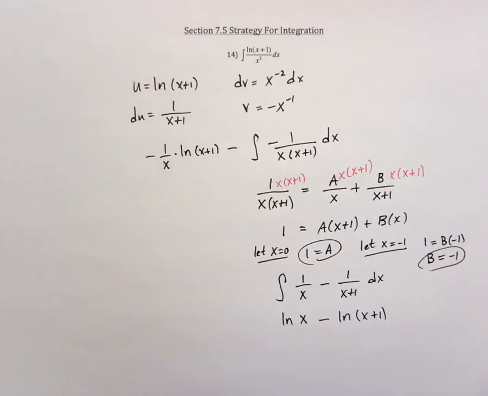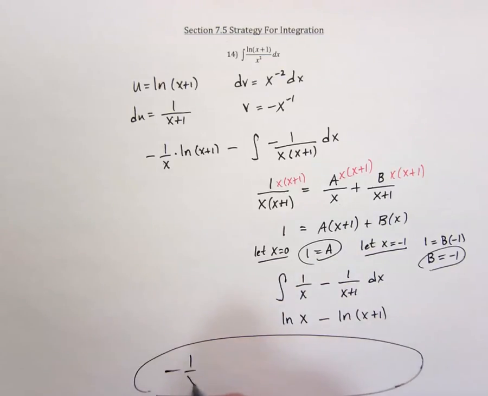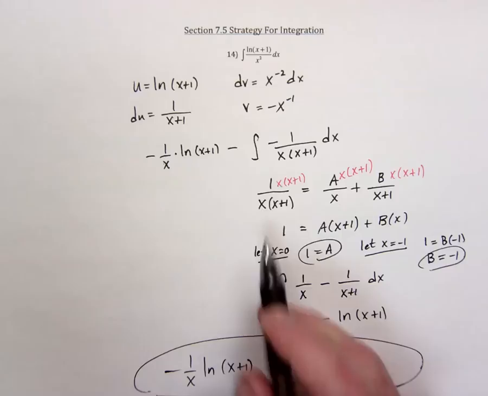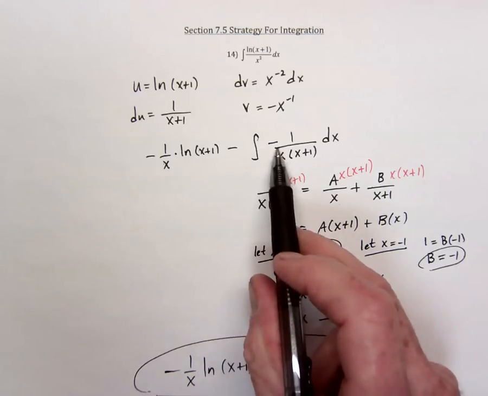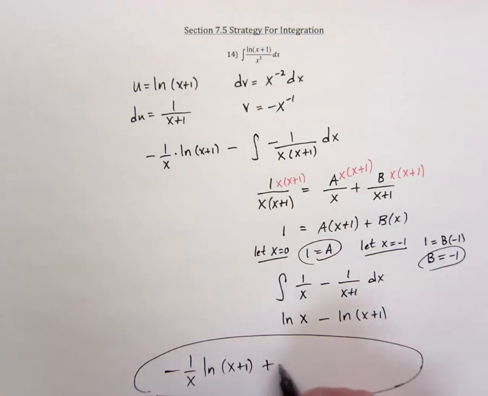Okay, now I can put all of this together. So from integration by parts we had this. So negative 1 over x times the natural log of x plus 1. And then these two negatives make a positive, so plus the natural log of x minus the natural log of x plus 1 plus c.